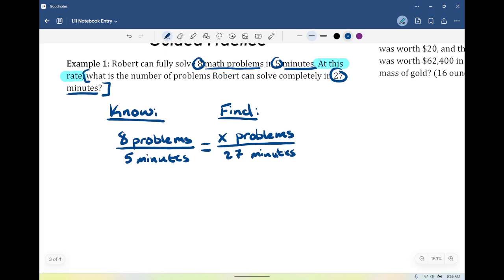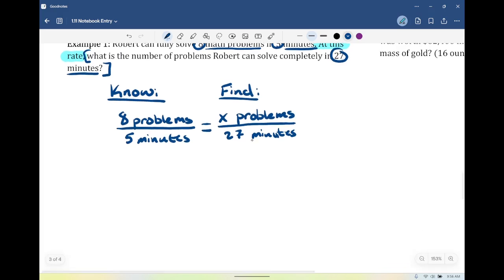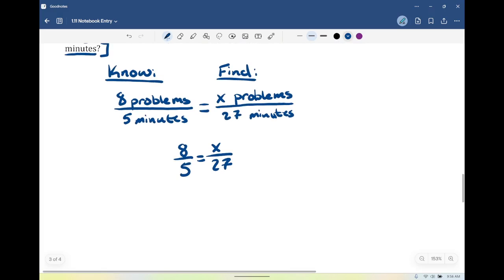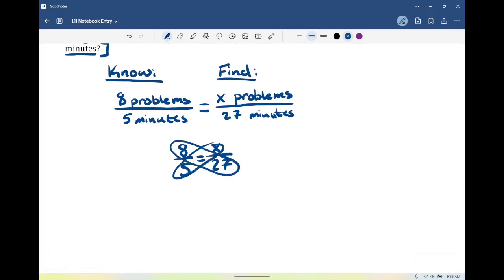Let's take a look. I'm going to rewrite this without the units, because the annotations get a little messy. So really 8 over 5 is equal to x over 27. Now this looks like exactly what we just did on the do now. I'm going to use cross multiplication to solve this. I'm going to have x times 5 and 8 times 27. So 5x is equal to, I'm going to start by writing 8 times 27 so we know where this number comes from.